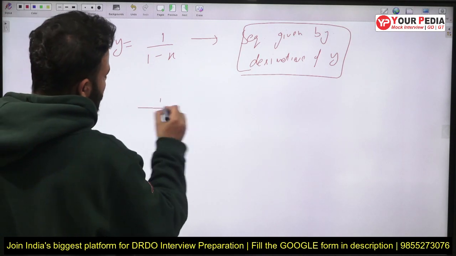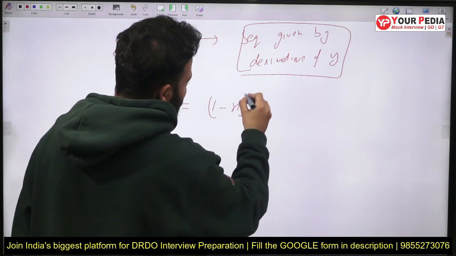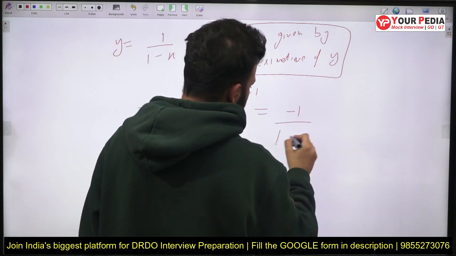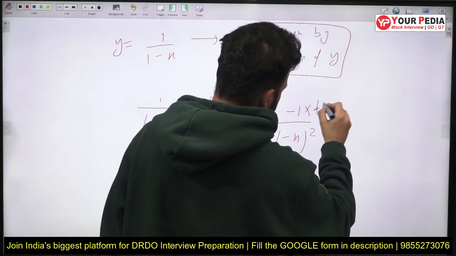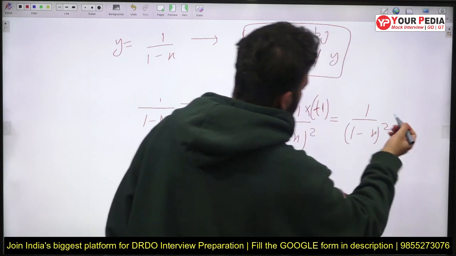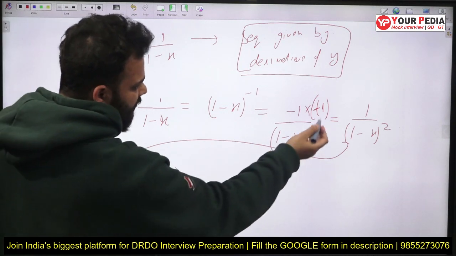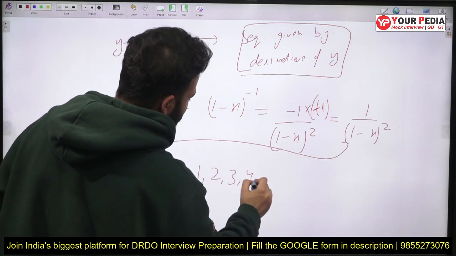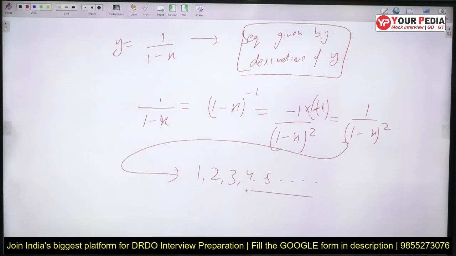So if you differentiate 1 by 1 minus x, you will get what? It is 1 by 1 minus x to the power minus 1. If you differentiate that, you get 1 minus x whole square in the denominator and minus 1 here. So you will get 1 by 1 minus x whole square. So the sequence given by this is nothing but 1 by 1 minus x whole square. The sequence given will be 1, 2, 3, 4, 5 and so on. Now let's try another question.